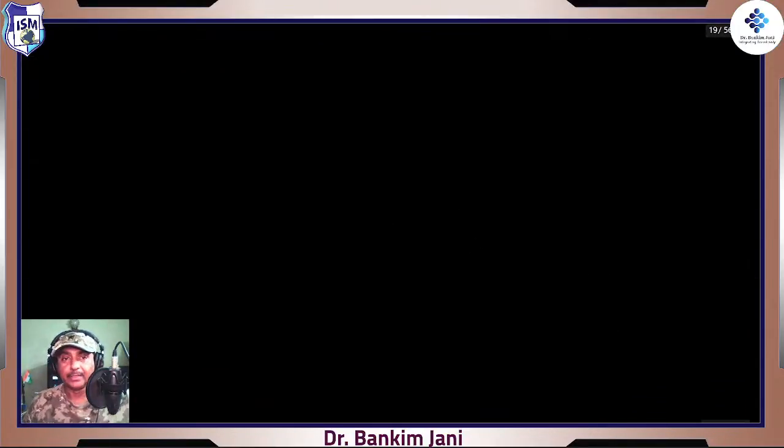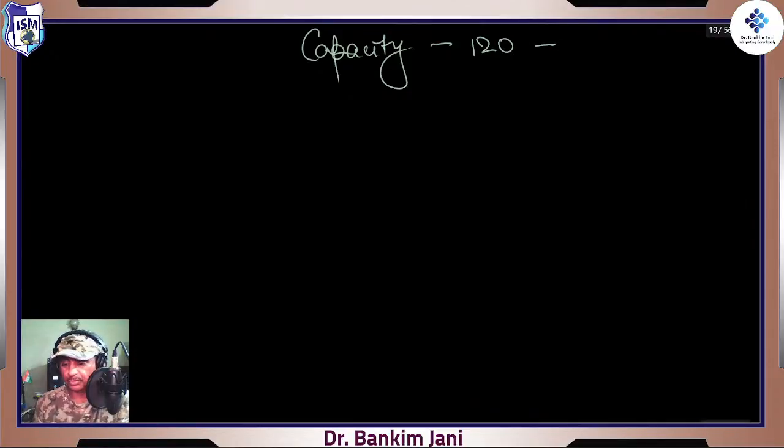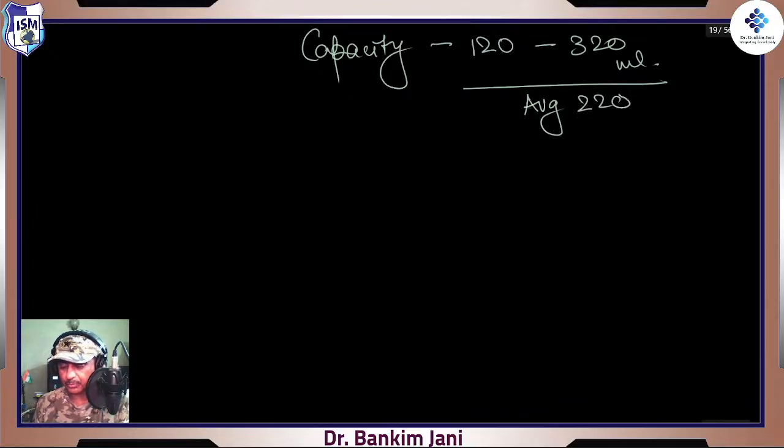All right, some theory part. As such, the capacity is about 120 to 320 ml. The average is about 220. Now, whenever it crosses this, there is a very nice mechanism, because urine is constantly produced.